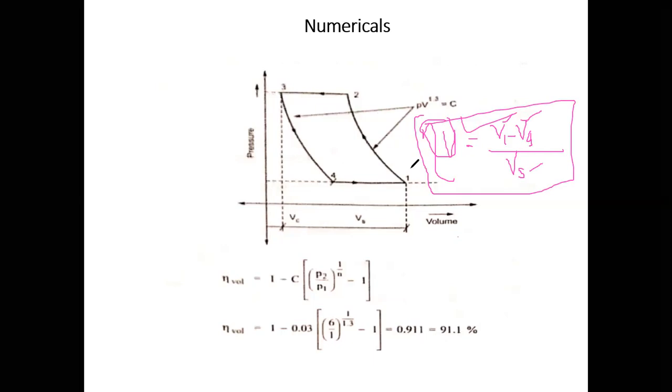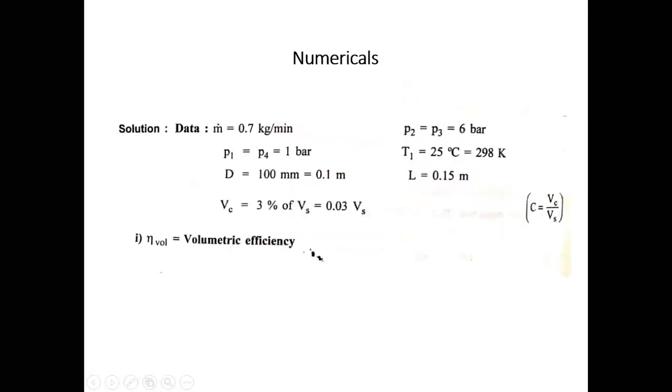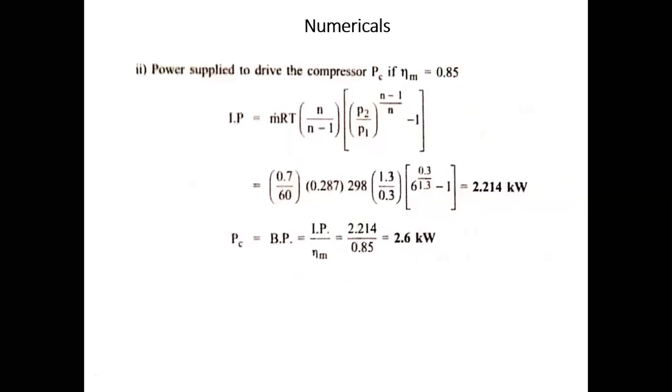Now the next thing that we have to find out is the power supply to drive the compressor if the mechanical efficiency is 0.85. As you all know, the formula for mechanical efficiency is eta mechanical, which is nothing but indicated power to the brake power. Now how to find out the indicated power?